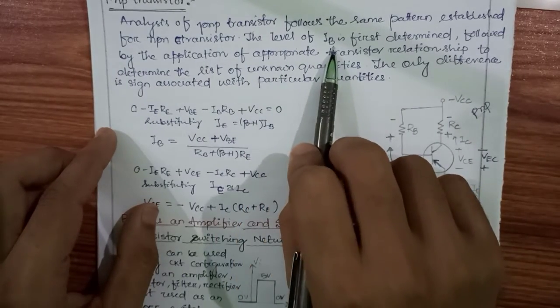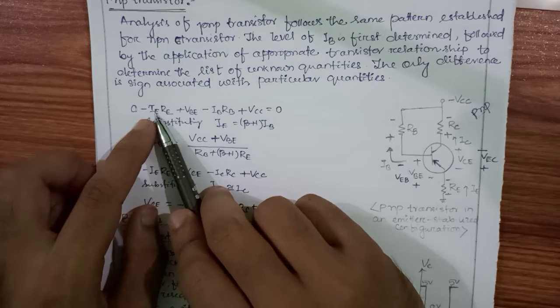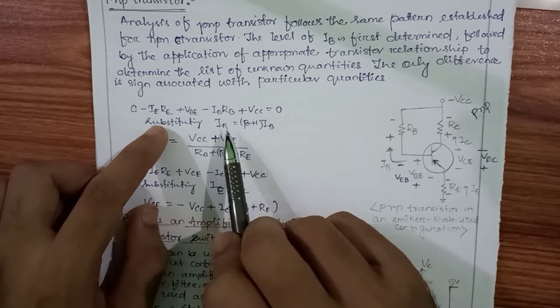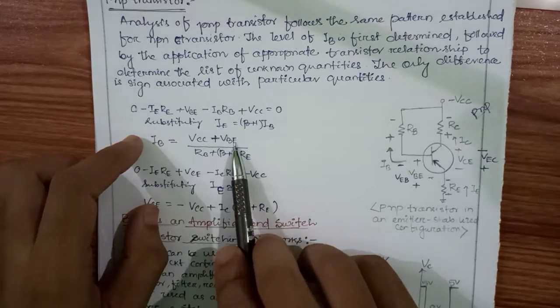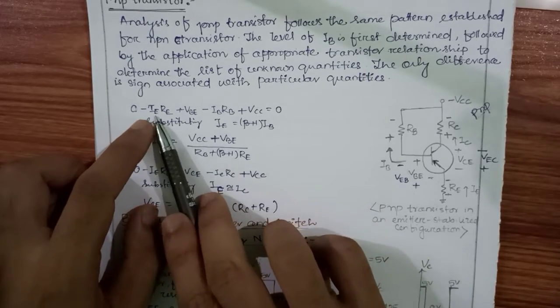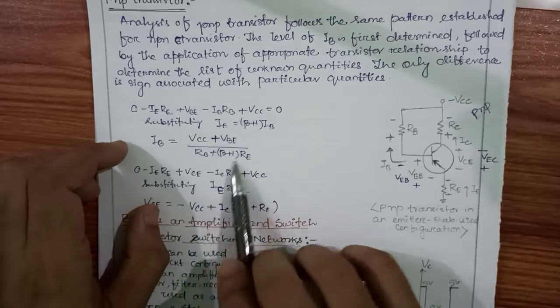Everywhere I have to find my IB. So for IB I have to eliminate this IE. So how I can eliminate? By substituting IE is nothing but beta plus 1 IB. Then our IB will become VCC plus VB. You solve this one. Only in place of IE, replace beta plus 1 IB. Then we will get the IB equation.